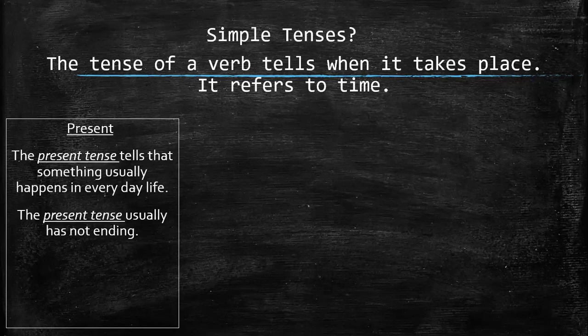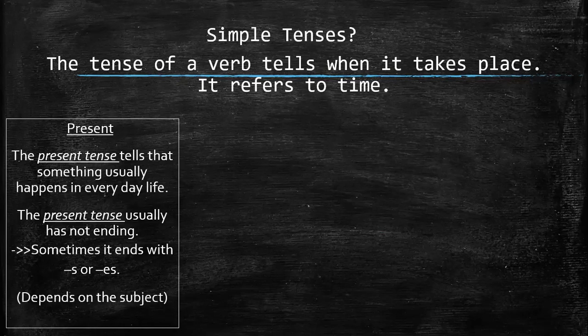Also, the present tense usually has no ending, and we're going to talk about this a bit further. Sometimes it ends with S or ES, and this depends on the subject, and it also depends on some rules that we are going to cover today, okay?